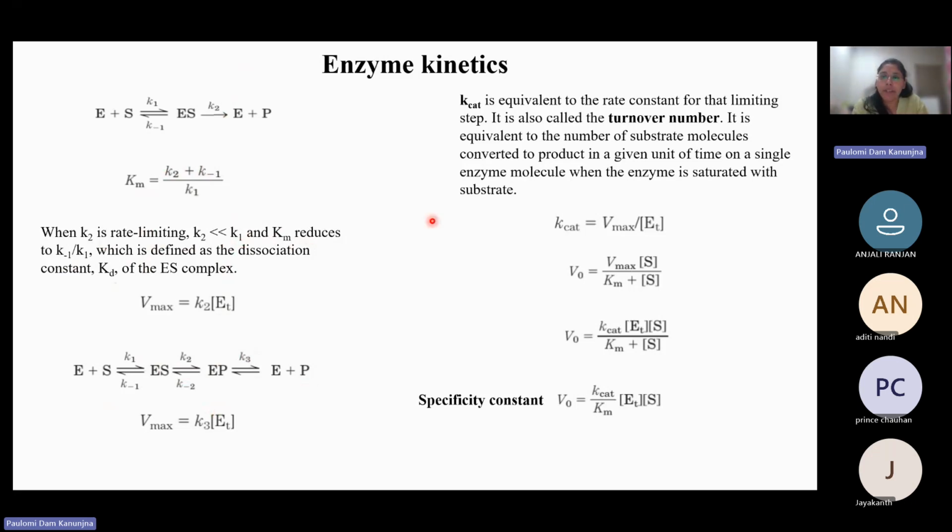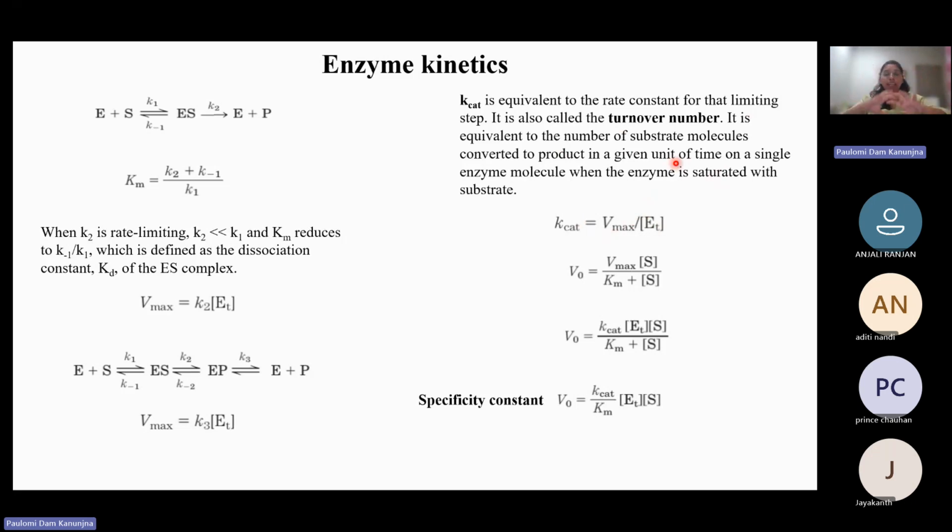And then there is another phenomenon which is called Kcat, or catalytic efficiency, which is basically the rate constant for that limiting step. How do you find the rate limiting constant? When you do the calculations, you come to the terms of Vmax by ET. We know Vmax is basically all the enzymes taken into the formation of S. So Kcat into ET. So Kcat is basically Vmax by ET. This is called turnover number, which is equivalent to the number of substrate molecules converted to product in a unit of time for a single enzyme when the enzyme is saturated.